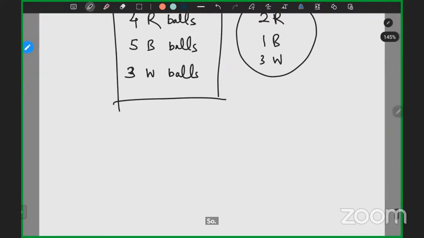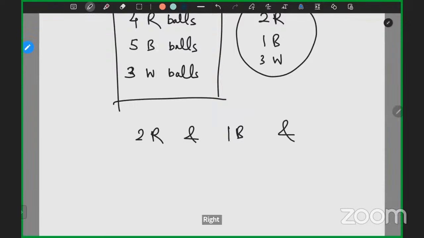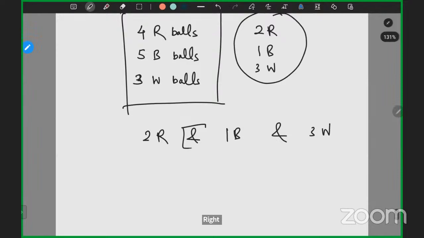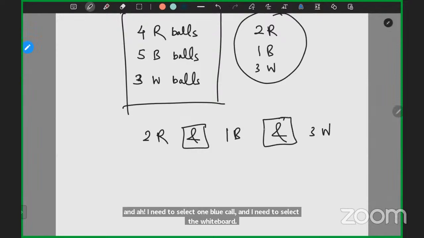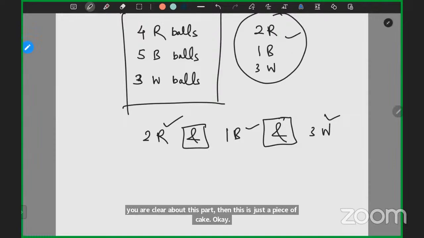So what do I need to do? I need to select 2 red balls, and I need to select 1 blue ball, and I need to select 3 white balls. If you are clear about this part, then this is just a piece of cake. You know that this is given, but this is the important part.